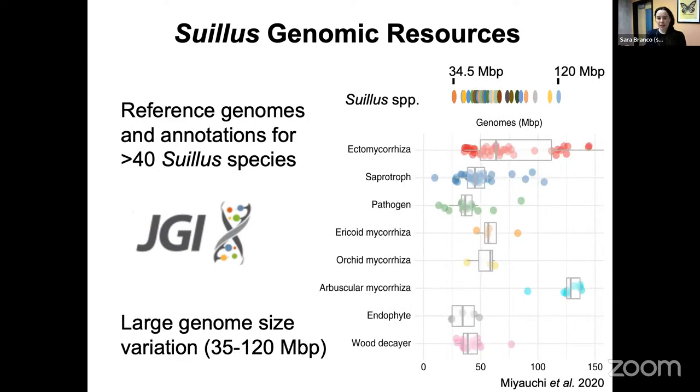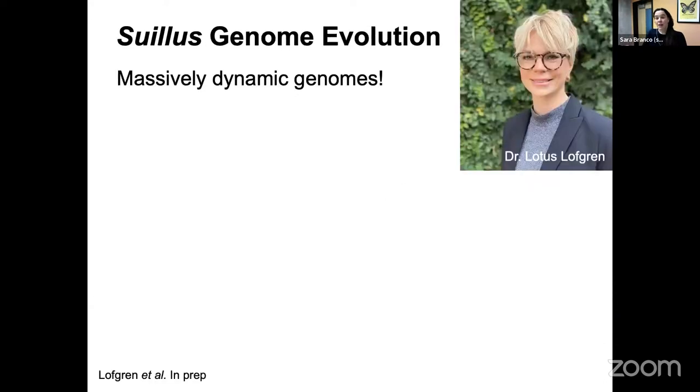And so here I'm showing you a graph that has the genome size across different groups of fungi. So we have ectomycorrhizal fungi, saprotrophs, pathogens, et cetera. And on the top part here, I have the range of size of genomes across Suillus. And what I hope is obvious is that Suillus has as much variation as most of all fungi. So it's weird. Why do some species have very small genomes, and some species have very, very big genomes? So why?